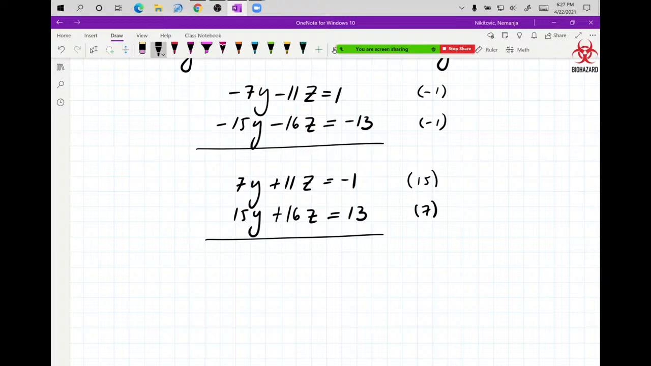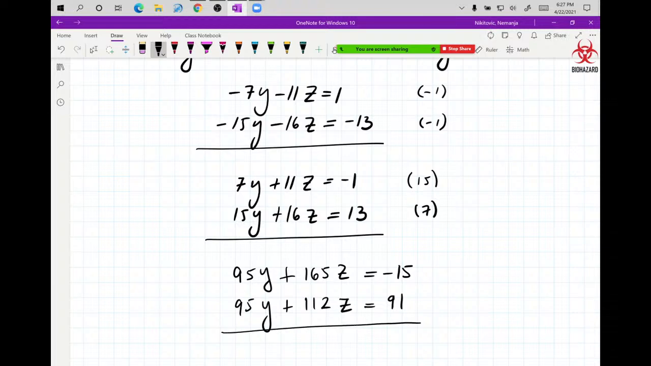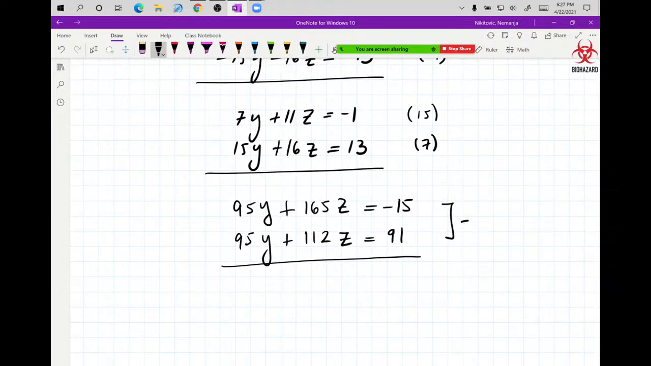All right, so 15 times 7, that's 70 and 35, 95y, plus 165z equals negative 15. And then times 7 is again 95y, plus 70 and 42, 112z, equals 70, 91. All right. So now when we subtract these equations, y's are gone. 165 minus 112 is 53z. That doesn't look good. 53z. And when I subtract the other equations, these numbers actually add.